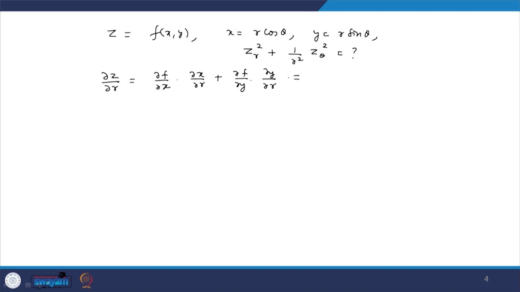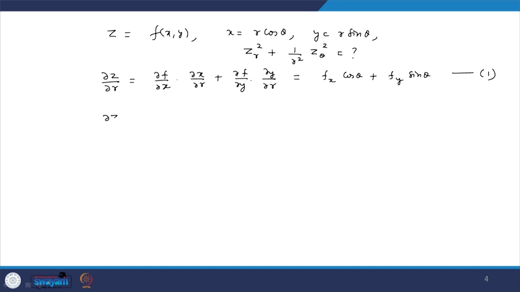So, this is further equal to f x, okay. Del x by del r is what from here? See, r and theta are two independent variables. So, del x by del r from here is cos theta, plus it is f y, del y by del r from here is sin theta. Okay. So, this is equation 1 for example.